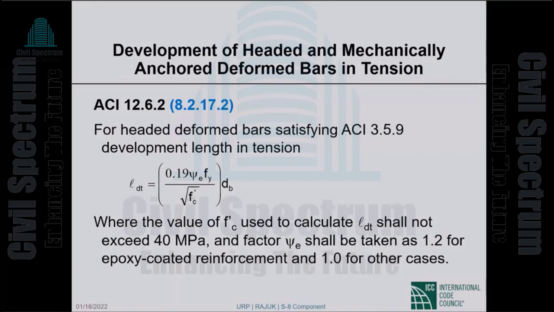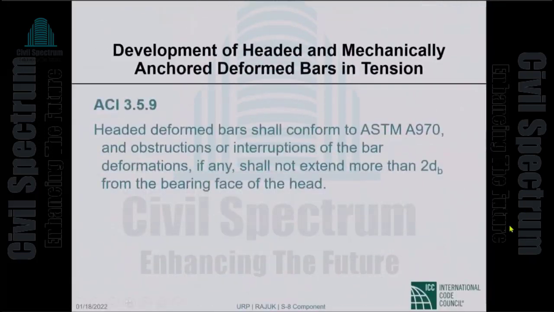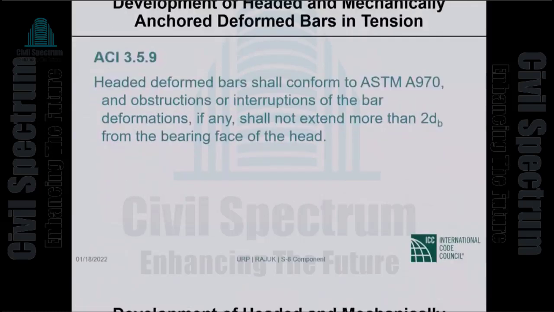For headed deformed bars, satisfying 25.9. 25.9 tells you about the ASTM. I have it on the next slide. Anyway, so headed bar satisfying 25.9. What does 25.9 say? Headed deformed bars shall conform to ASTM A970, and obstructions or interruptions of the bar deformations, if any, shall not extend more than 2 bar diameters from the bearing face of the head.